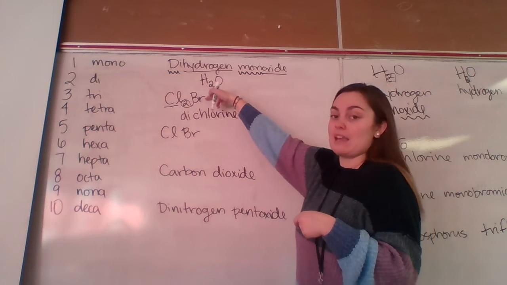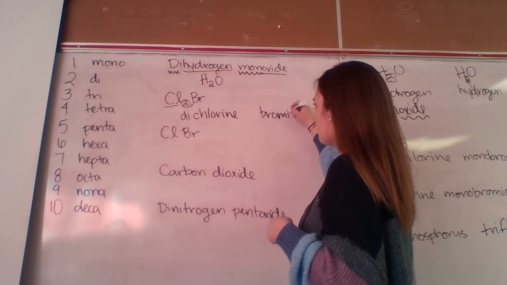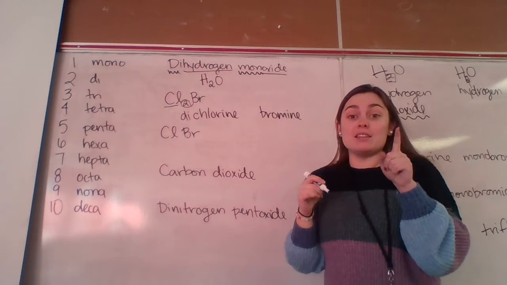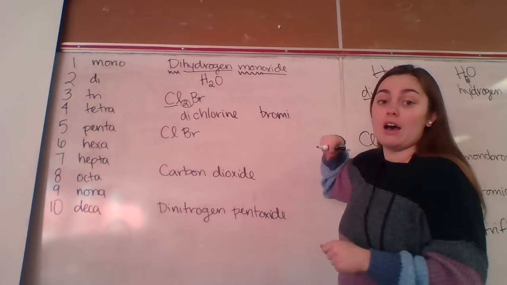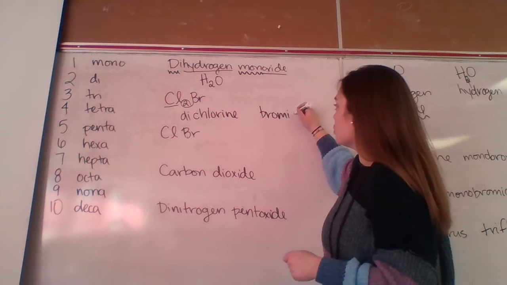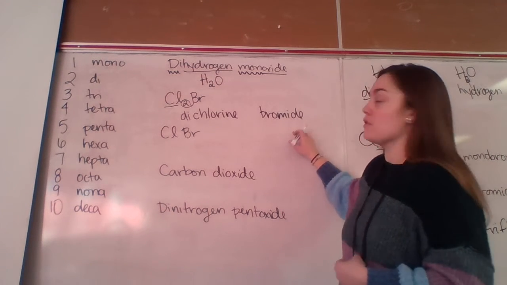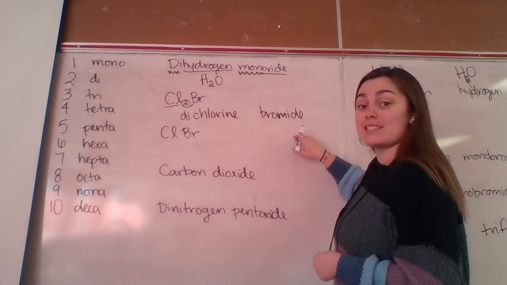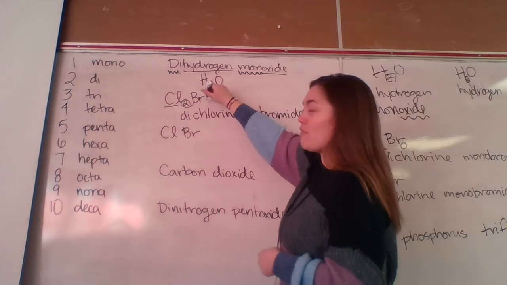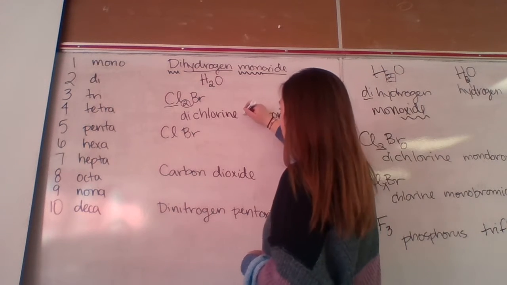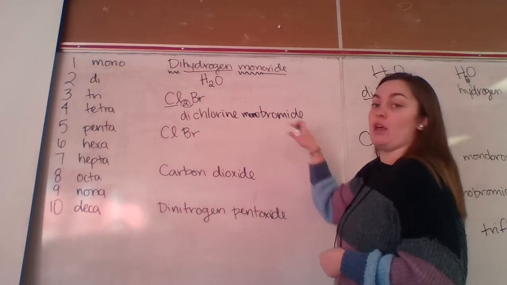Then I'm going to name the second piece, bromine. But for the second nonmetal, we change the ending. It's no longer going to be whatever ending it is; you're going to change it to an IDE ending. So we've got bromide, just like up here we had oxide. Our second nonmetal has to have that IDE ending. So we've got bromide, and we just have one of the bromide, so we're going to put the prefix mono in the front. So it's dichlorine monobromide.